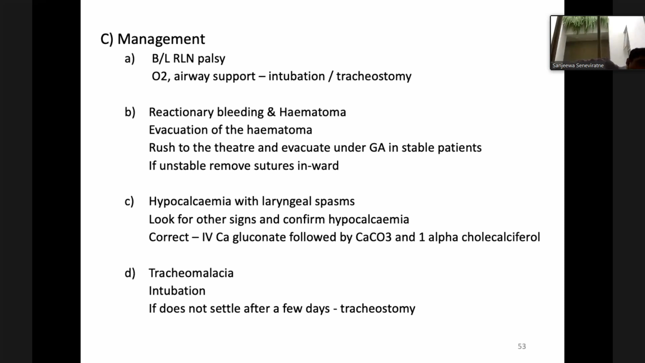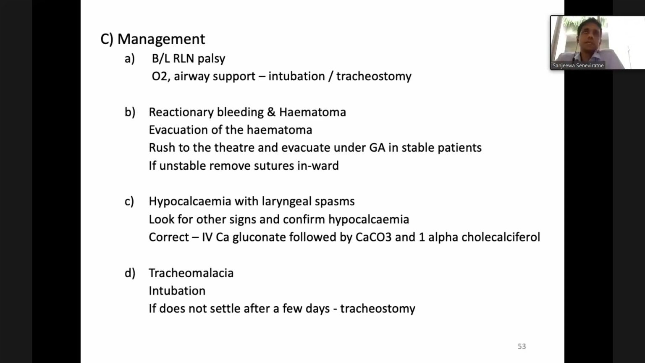So recurrent laryngeal palsy management is, once the patient develops it, we have to give airway support with oxygen. Then we might have to intubate the patient then and there in the theater again if the patient has significant stridor. If not, we can manage in the ward. If not, we have to do a tracheostomy. So hematoma, evacuation of the hematoma is the treatment; where we do it, when, and how we have already discussed. Then hypocalcemia, we correct immediately with IV calcium gluconate, and then supplement with calcium carbonate and 1-alpha calciferol.